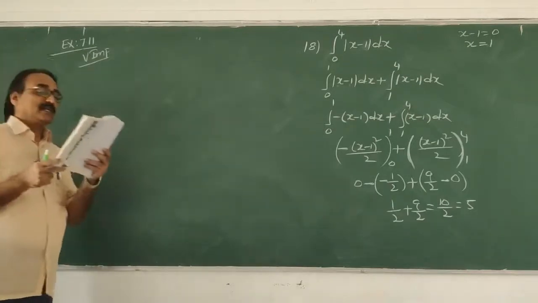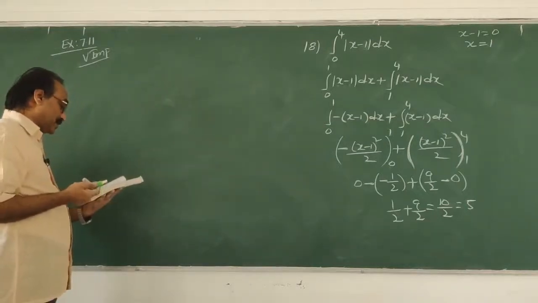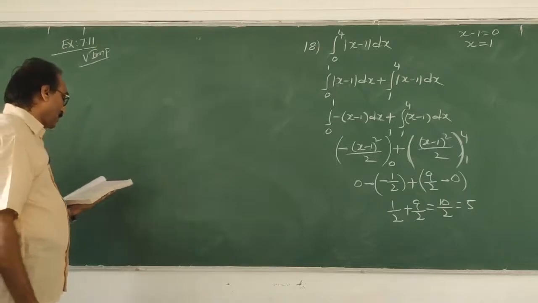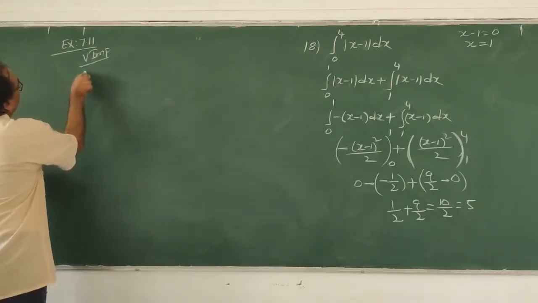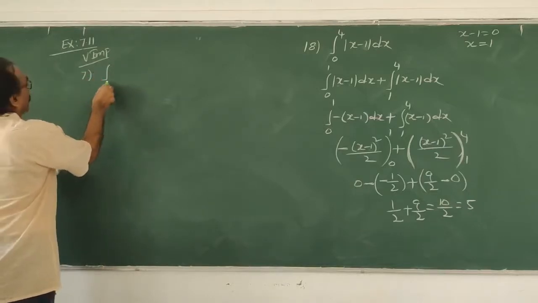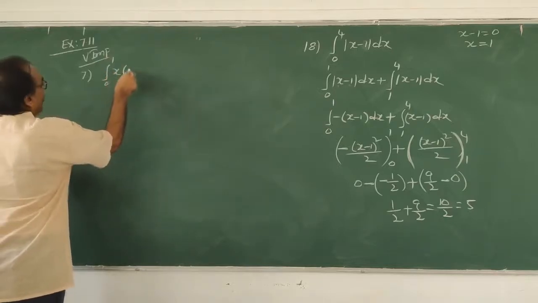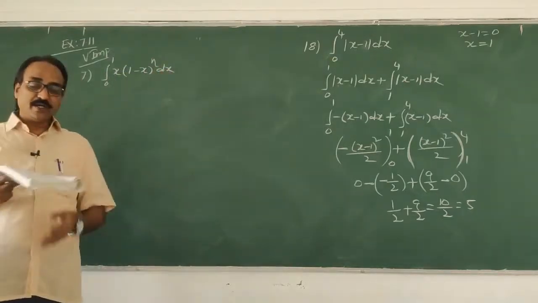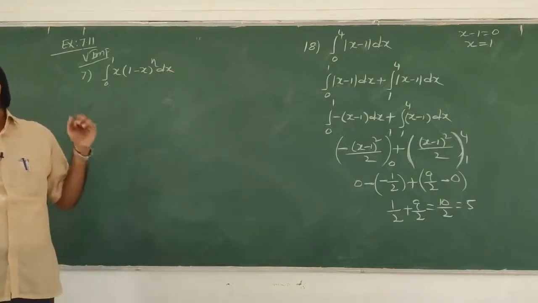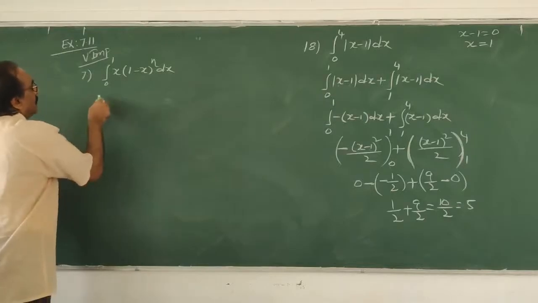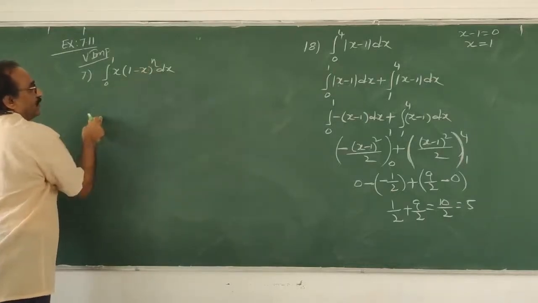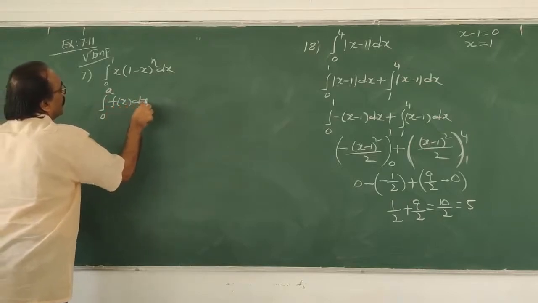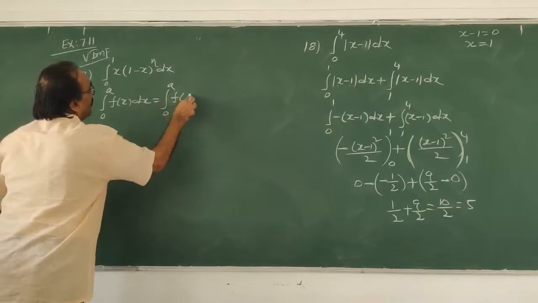Problems 1, 2, 3, 4, 5, 6 we did, and 15, 17, 18 we have completed. Now let us move to another type of problem. Problem number 7: integral 0 to 1 of x into (1 minus x) whole to the power of n dx. This is the given problem. Now here what I am going to say is, if integral 0 to a of f of x dx is given, the property is that it equals integral 0 to a of f of a minus x dx.